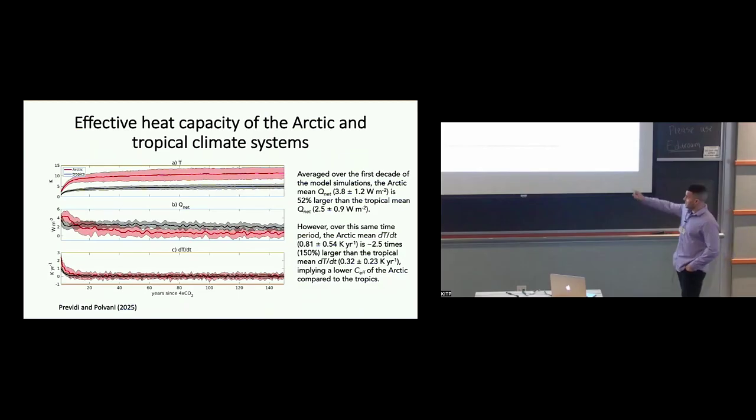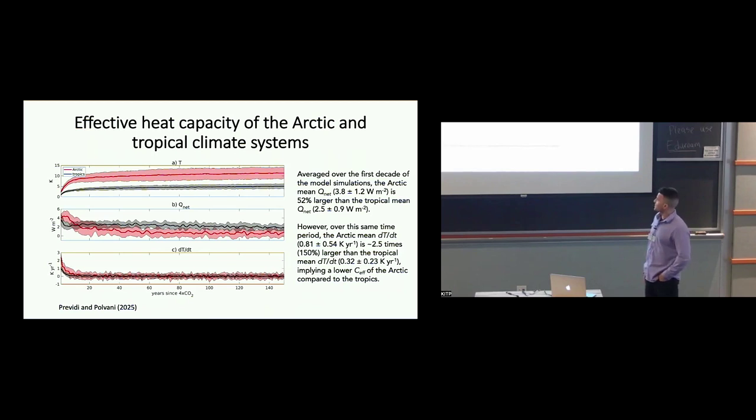Panel B here, the time series of Q net, actually provides some sense in another way of the lower heat capacity of the Arctic compared to the tropics. And so you see in panel B that after this first decade or so, Q net of the Arctic falls below Q net of the tropics and remains there for the rest of the simulations.